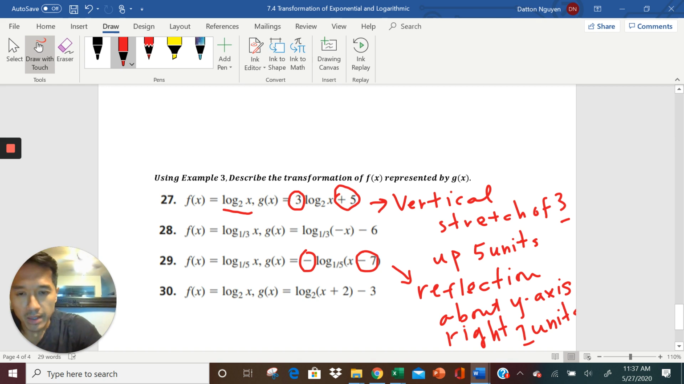So pay attention to where these transformations happen. f of x is your original function, and g of x is a transformation. Look at your table and see what these coefficients and constants mean when they're added or subtracted to the original function. When I take x and turn it into a negative x, what does that mean? Is that a reflection about the y-axis or the x-axis? Hopefully that helps you out with this lesson.